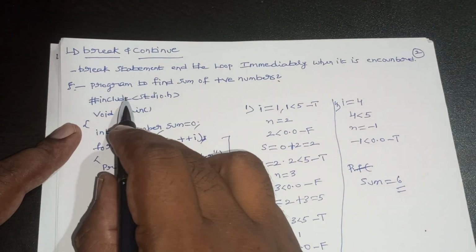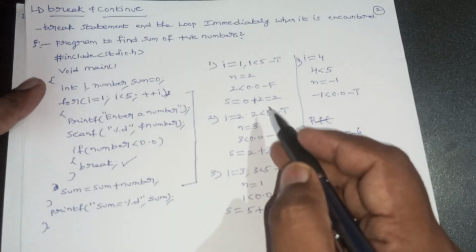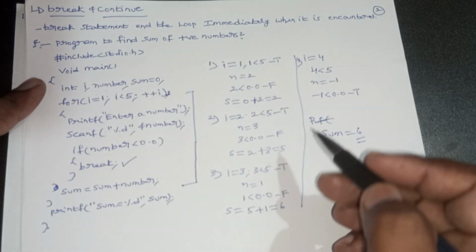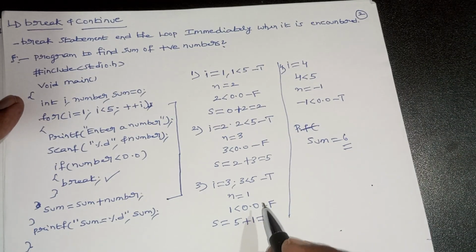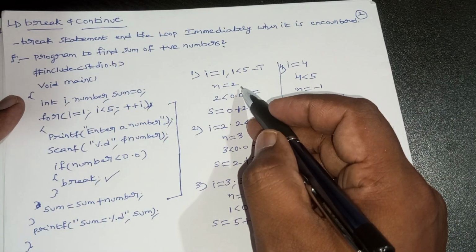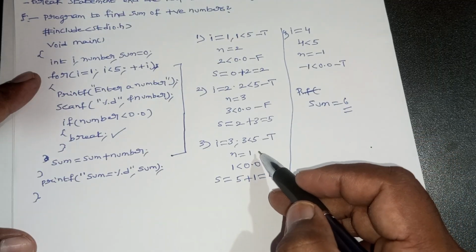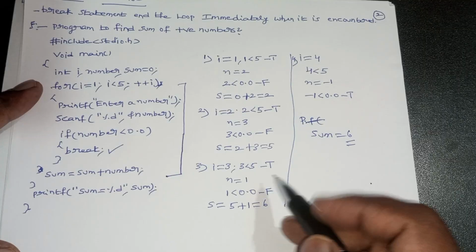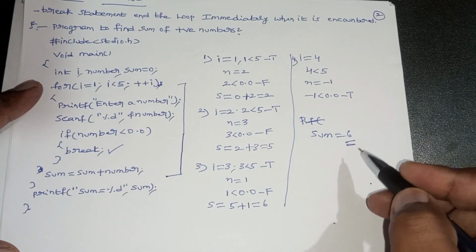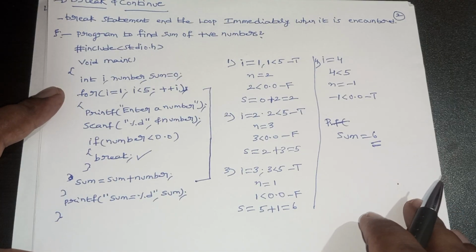That is a program to find the sum of positive numbers. It means I have to add only positive numbers. When I see a negative number, I don't want to add it. So n equal to 2 is a positive number, n equal to 3 is a positive number, n equal to 1 is a positive number. When I say n equal to -1, I am breaking the for loop, simply printing sum equal to 6. Okay, that is all about break.